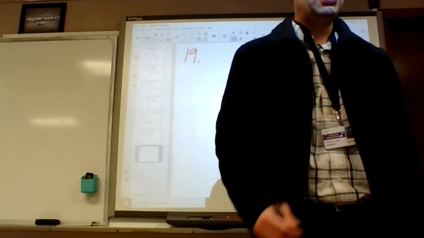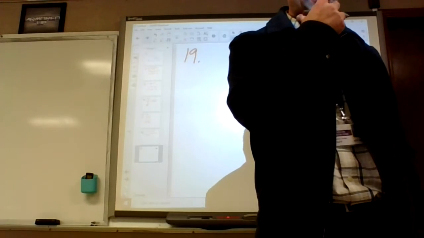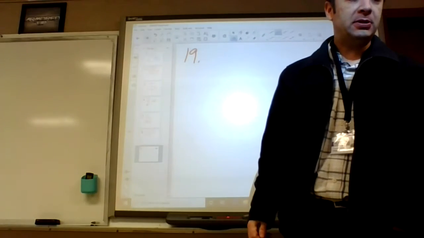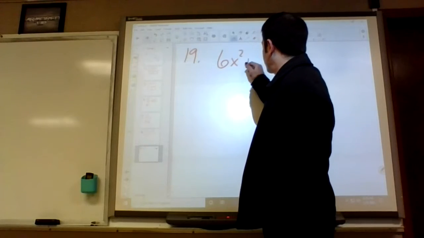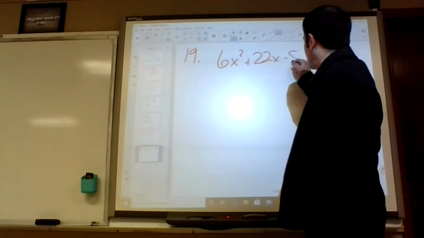Okay, what do I need to do first on number 19? Minus 8 over, so we have equals 0. 6x squared plus 22x minus 8 equals 0.